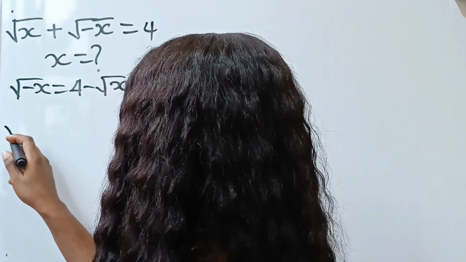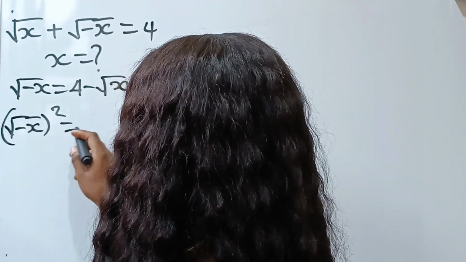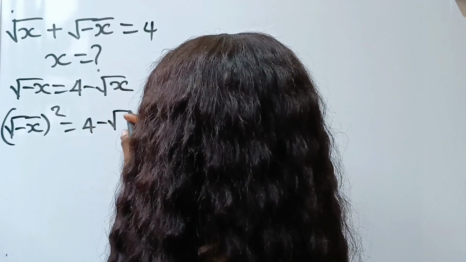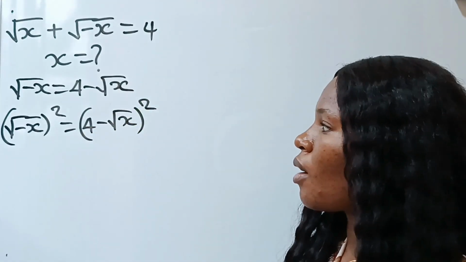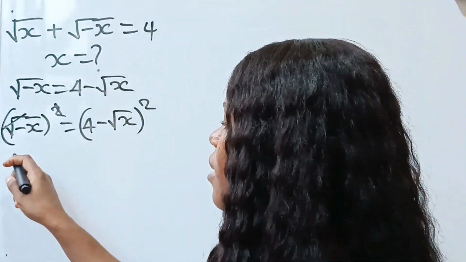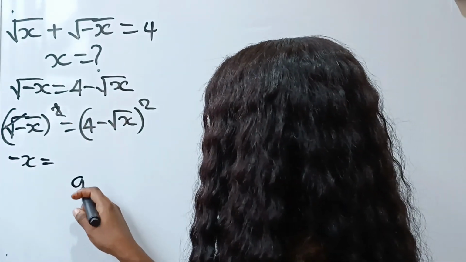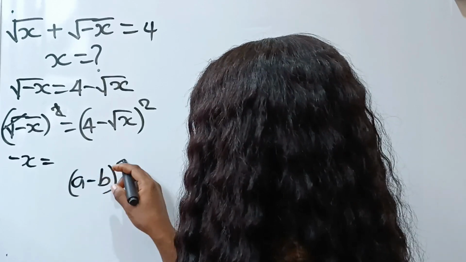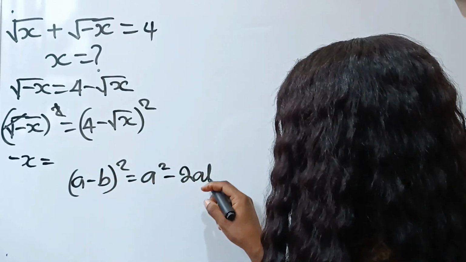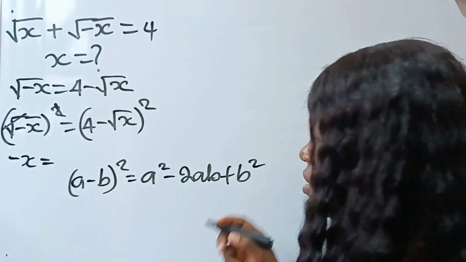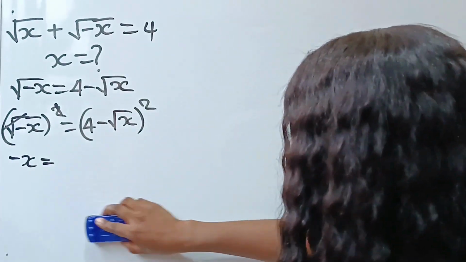So if we square both sides of this equation, this is equal to 4 minus root x squared. Now we cancel this, so we have minus x is equal to... when you have a minus b squared, this is equal to a squared minus 2ab plus b squared. So it's an algebra identity, so let's go ahead and solve.